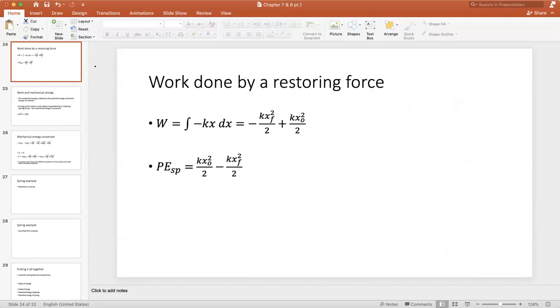So the work done by a restoring force, again, plug in this for your force. This is an easy integral. x dx is x squared over 2. Noting the negative sign, again, this flips. So now we have the change in kinetic energy, which was m v final squared over 2 minus m v initial squared over 2. The work of gravity, sometimes they'll write a U for the potential, was mg.